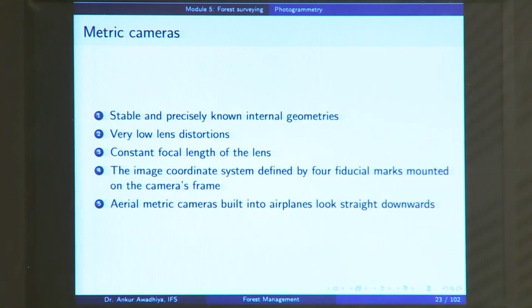The image coordinate system is defined by 4 fiducial marks mounted on the camera's frame, so that you know the coordinate system, and the aerial metric cameras built into the airplanes look straight downwards. There is a completely vertical orientation of these cameras. So, a metric camera is a camera that is designed to take measurements. The images are very standardized and it is easier to take the measurements.